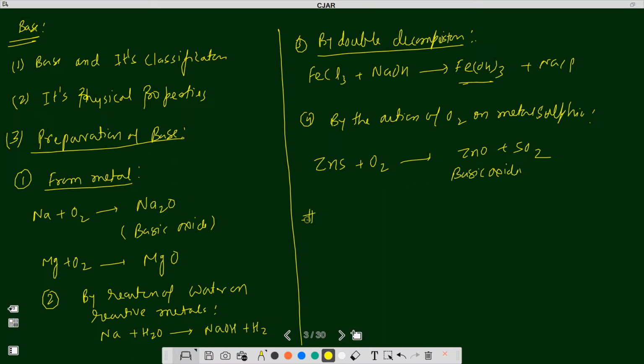Now, another topic is the pH scale. We have already covered this one. pH scale as a universal indicator. Why is it called a universal indicator? We have completed that. And after pH, the third one is salt.